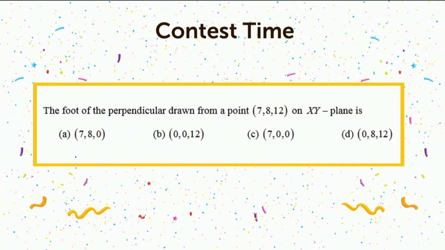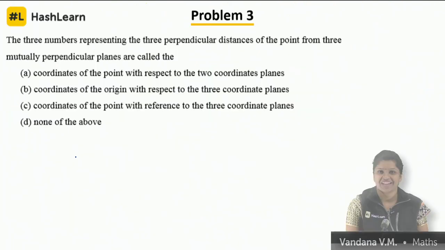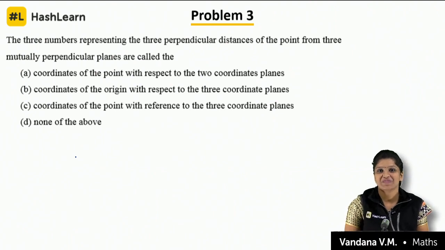Time up. 5, 4, 3, 2, 1. Come back to the class. Yes, the winner was Mansi. Congratulations, Mansi. Soon after this class, you will get one autumn session free.